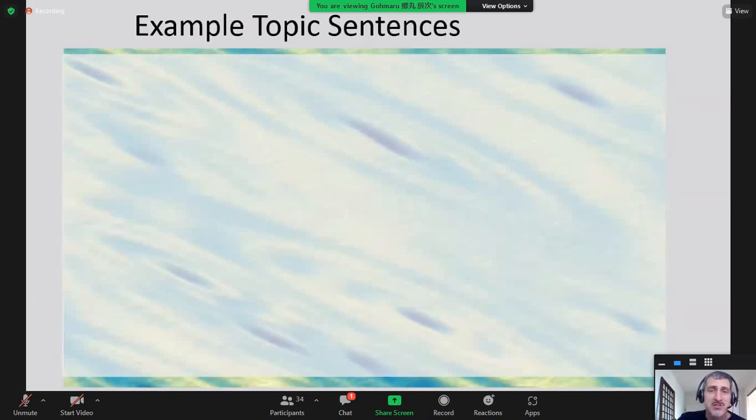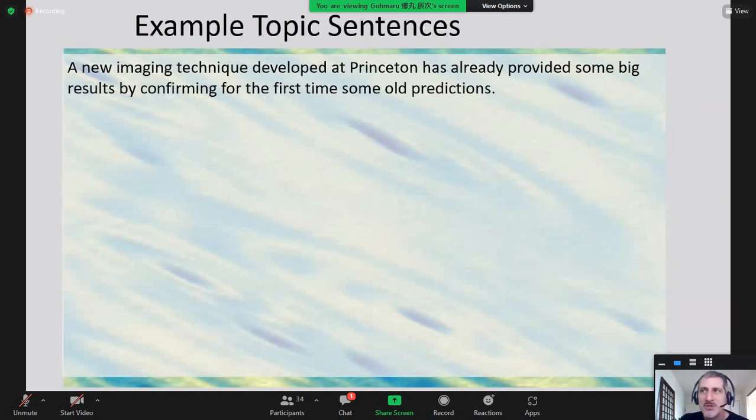So different possible topic sentences for this could be, and any of these would be good, depending on what the real message is. Okay. A new imaging technique developed at Princeton has already provided some big results by confirming for the first time some old predictions. This is one of those partial conclusions. I don't give you the answers, but I give you a very clear indication of what kind of data, what kind of answers to look for or to listen for.